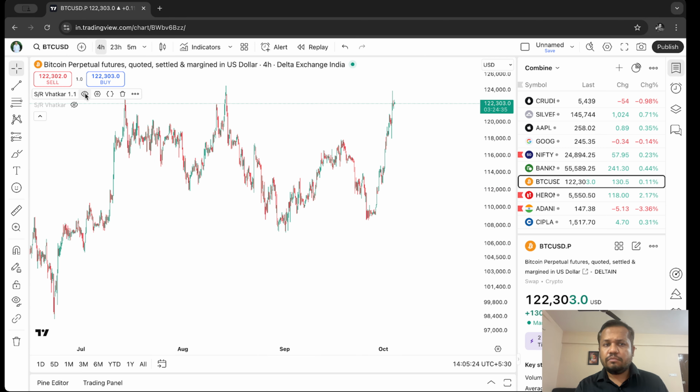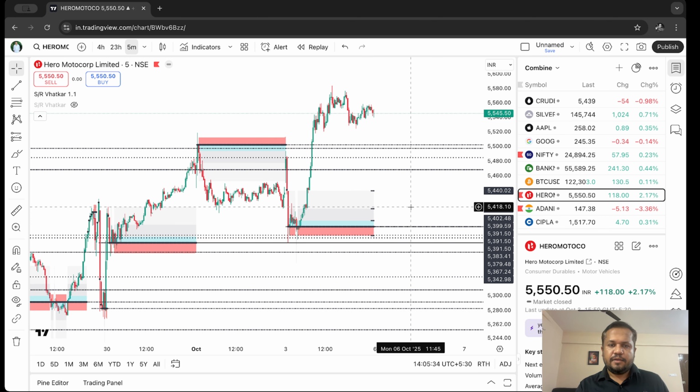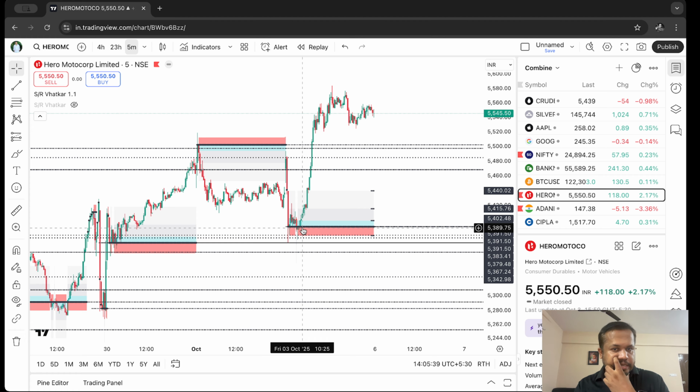Now let's talk a little bit about Indian stocks. I have taken the example of Hero MotoCorp. As you can see, the levels are automatically drawn. I can see that I got the long signal somewhere here and the short signal somewhere here. That is how it works basically. So you will have the signals, target levels, everything ready for you.